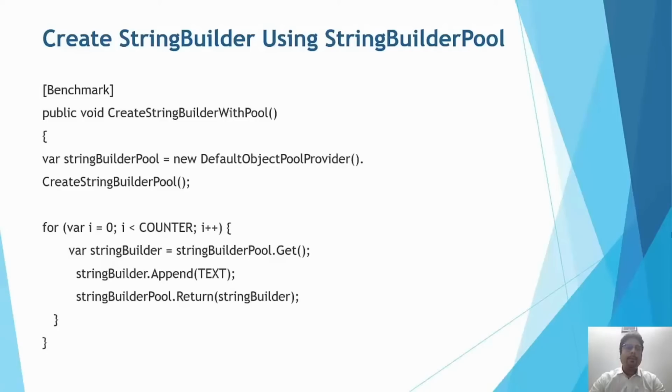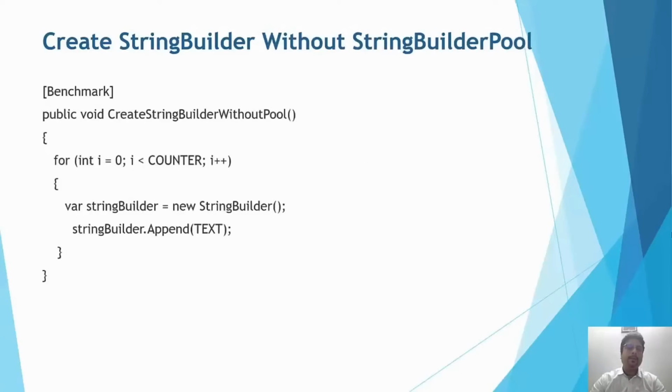So here we are appending text again within a loop, and you see the counter variable here again. So that means we are iterating 100 times. So that means we are making a call to StringBuilderPool.get 100 times. We are making a call to StringBuilder.append 100 times, and we are also returning the string builder to the pool. So we are retrieving the object, appending text, and returning the object back to the string builder pool 100 times.